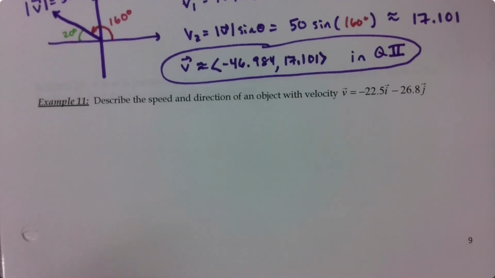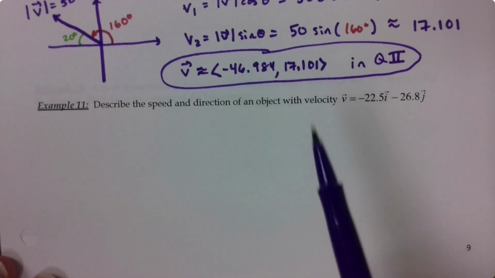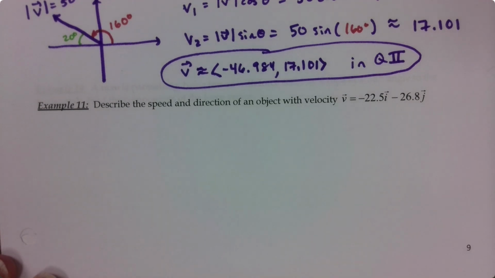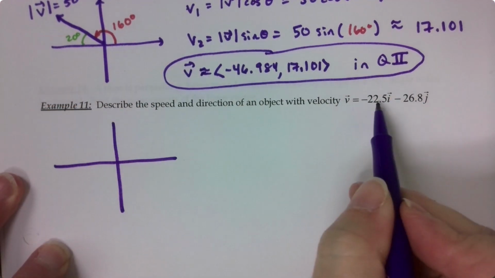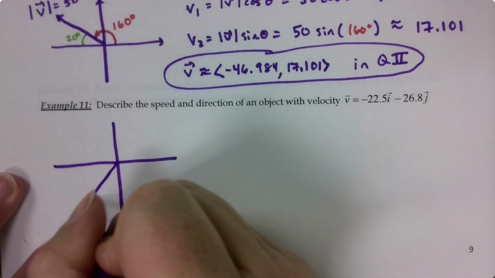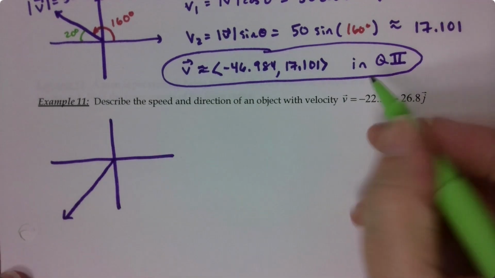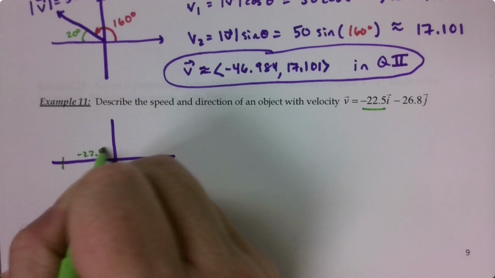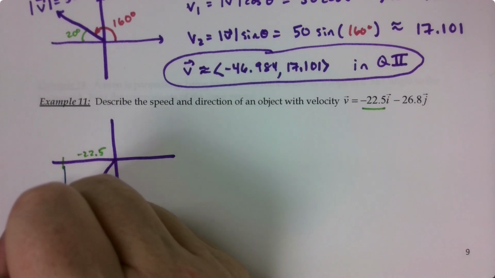All right, now what about this example? Let's describe the speed and direction of an object with velocity v, which is negative 22.5 i and negative 26.8 j. Interesting. So let's think about this for a second. Because it's negative i and negative j, that means that it's actually going down into quadrant 3, right? Because we are over negative 22.5 and we're down negative 26.8.